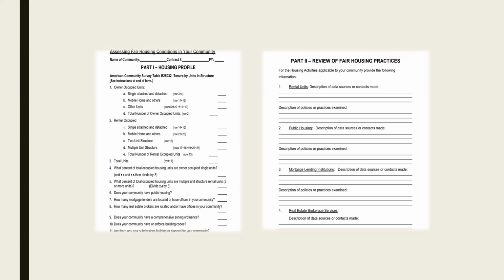Part two is on the next slide, and you'll see it says rental units, public housing, mortgage lending institutions, and real estate brokers. It asks for the description of the data sources or contacts made, and also the description of policies or practices examined. Contact them, ask them what they are doing, and then document what they told you and the contact person.